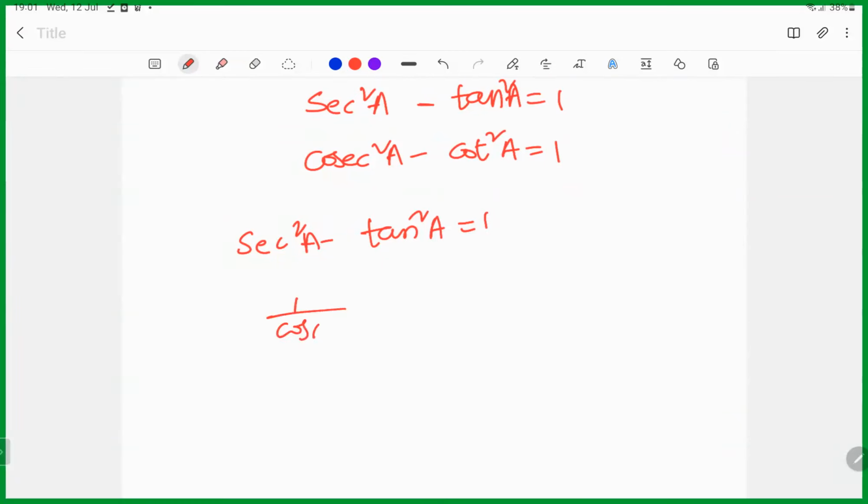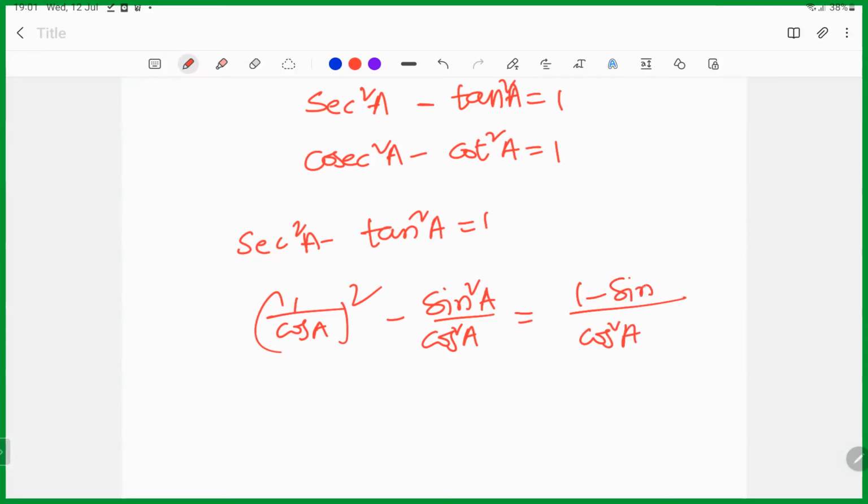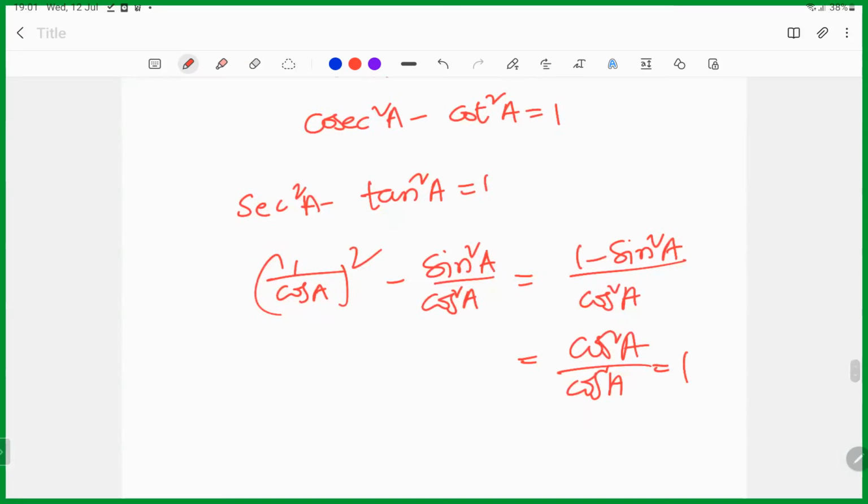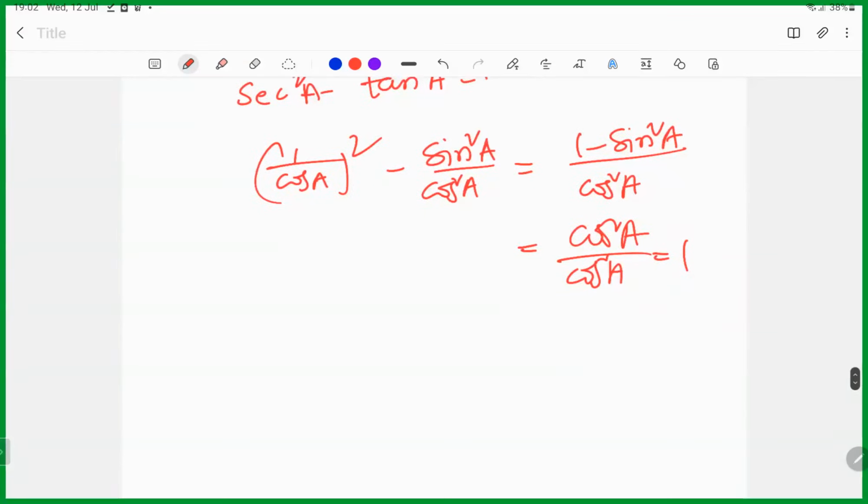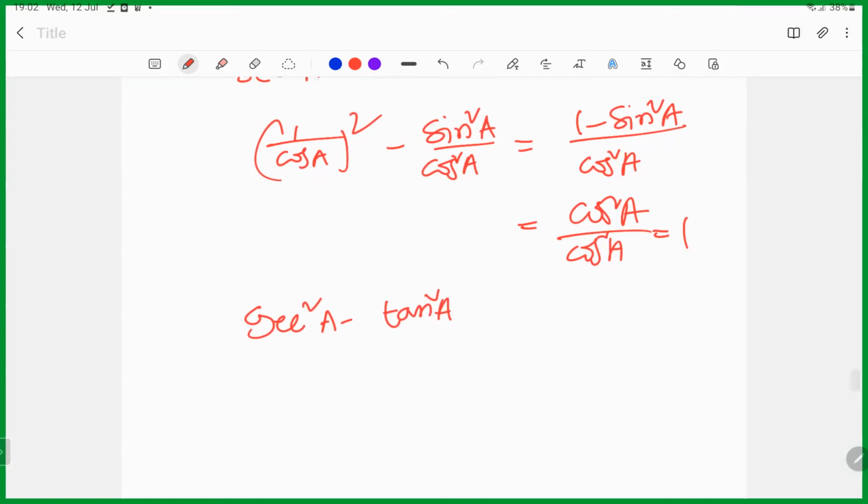1 by cos A whole square, right? Minus sin square A by cos square A. Right? So 1 minus sin square A by cos square A. 1 minus sin square A is cos square A. Cos square A by cos square A equal to 1. This is one proof. Okay. And one more thing, we need to prove that secant square A minus tan square A equal to 1. That is already we proved, right?